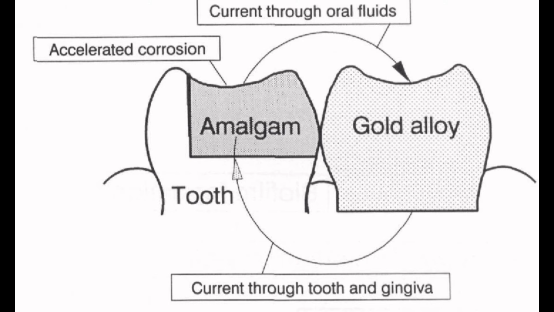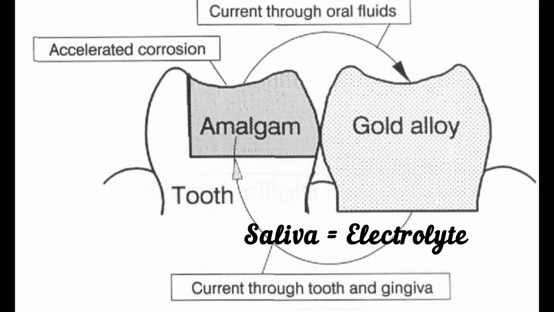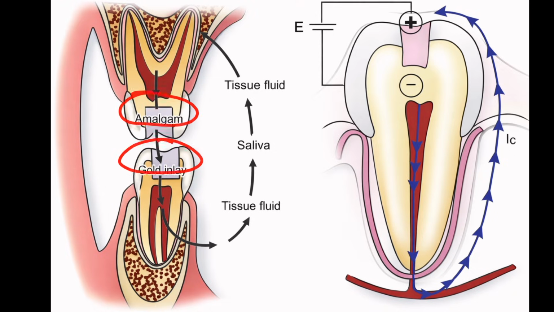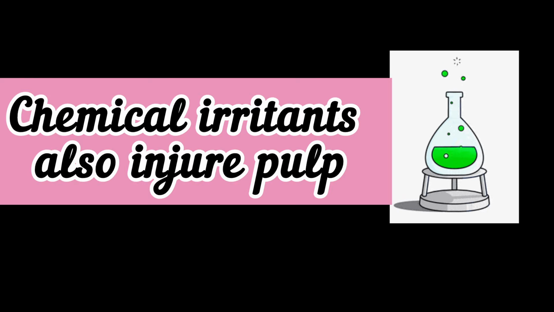Similarly, different metallic restorations are present in the mouth, and saliva acts as an electrolyte here. So an electric current can be generated between two different metals, and this current can pass through dentine and irritate the pulp. Chemical irritants can also injure the pulp.